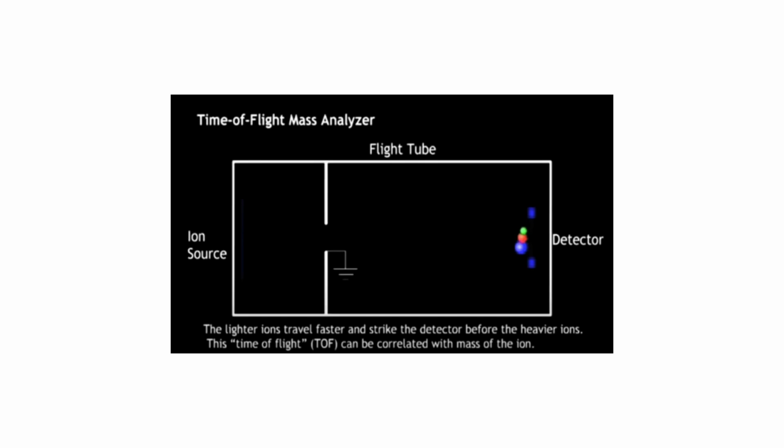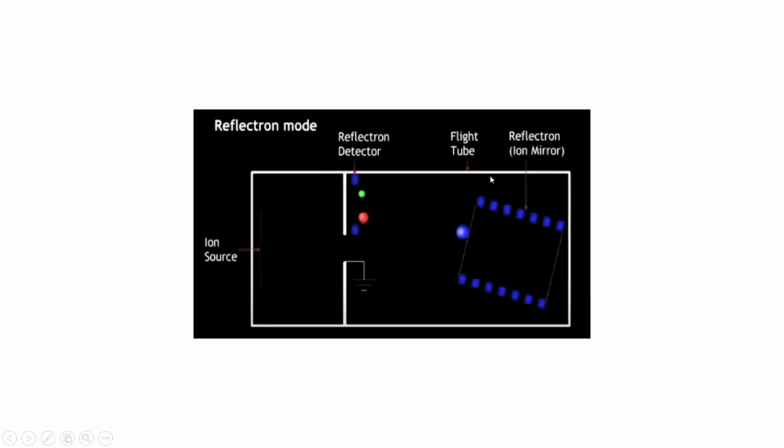There are different types of mass analyzers in terms of time of flight mass analyzers. One of them is called a flight tube. Here, as I said, the lighter ions will travel faster in this flight tube, and there is a detector, compared to the heavier ions, and it can be correlated with the mass of the ion itself. There is one more technique in order to increase the path length. A reflection mirror is added to the time of flight instrument itself. So without increasing the length, you can increase the path length of the ions moving towards the detector.